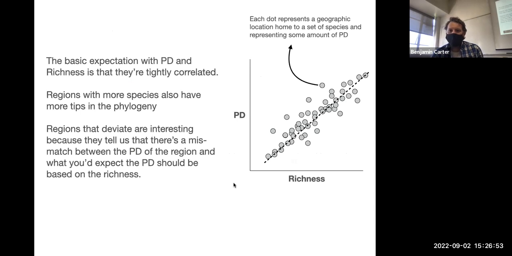But the basic idea is that phylogenetic diversity correlates pretty closely with richness, and that makes sense. Each one of these dots would represent a geographic region on the planet, it could be little or big, it doesn't really matter. The point here is that richness and phylogenetic diversity correlate. As you increase the number of species in a region, you're sampling more tips on the tree of life, and so you're going to get more phylogenetic diversity, more of the evolutionary tree within that set of species.